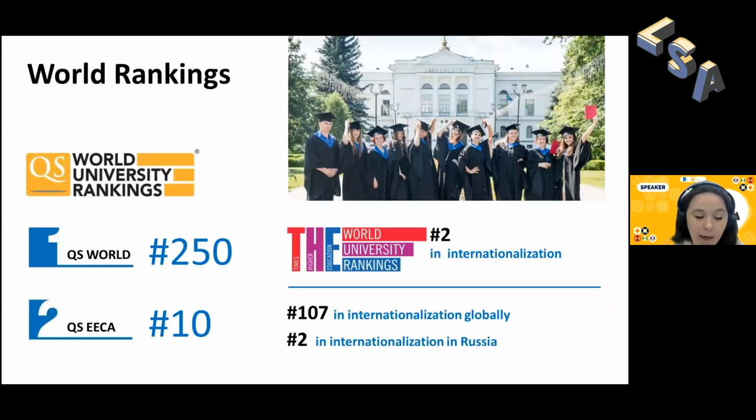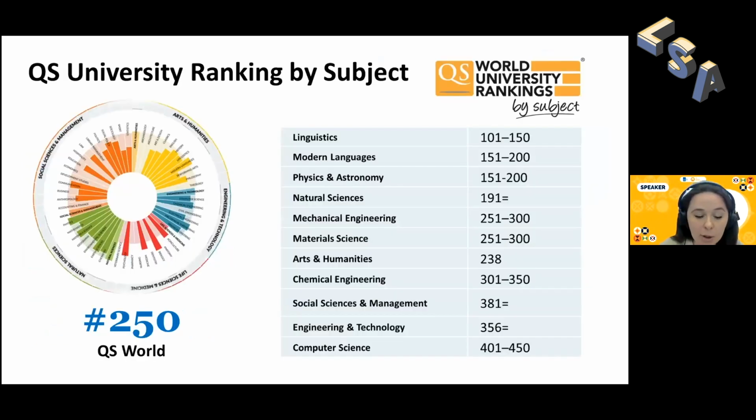World rankings. According to QS Best University rankings, Tomsk State University became 250th in the world and the 4th in Russia. Today, it's an acknowledged center of science, education, and innovation. And on the next slide, you can see QS University rankings by subjects. We have really strong academic programs in the fields indicated, and if you have any questions regarding those subject fields, I will be happy to answer them later.